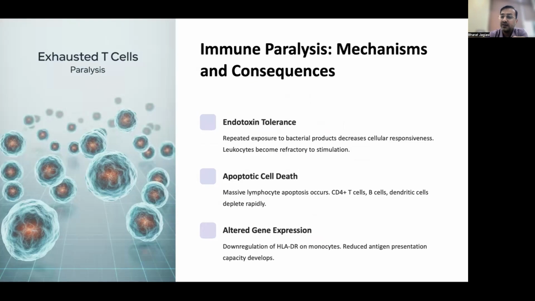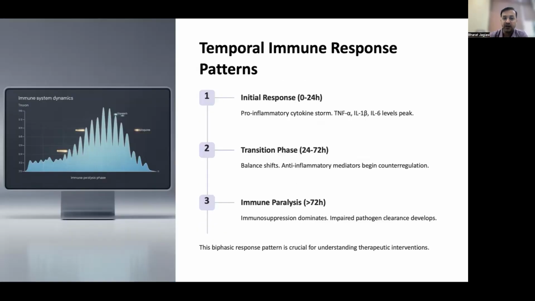It is due to endotoxin tolerance, that is, repeated exposure to bacterial product decreases the cellular response, and the leukocytes become refractory to the stimulation. There's apoptotic cell death, as massive lymphocyte apoptosis occurs, and there's altered gene expression, that is, down regulation of HLA-DRA.